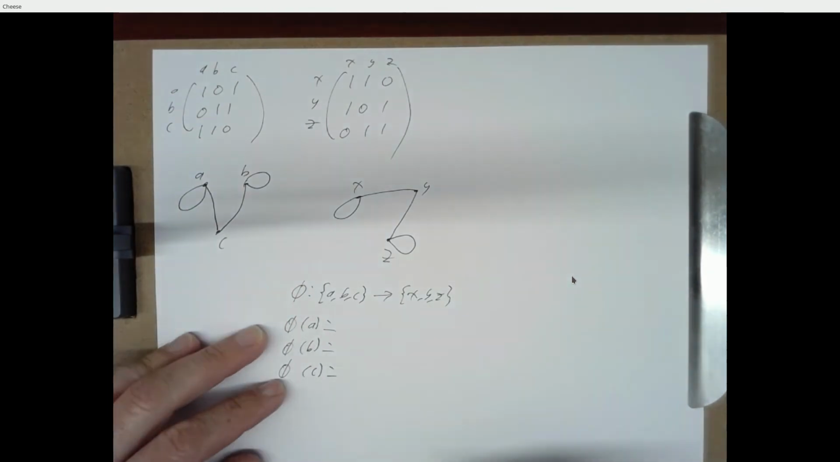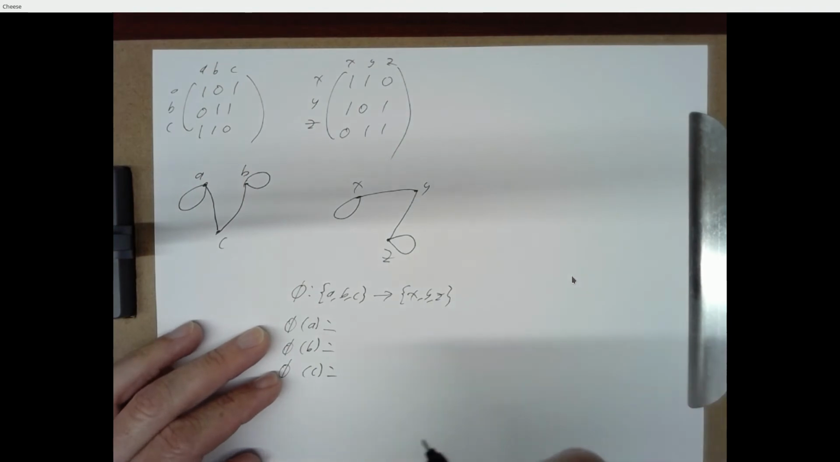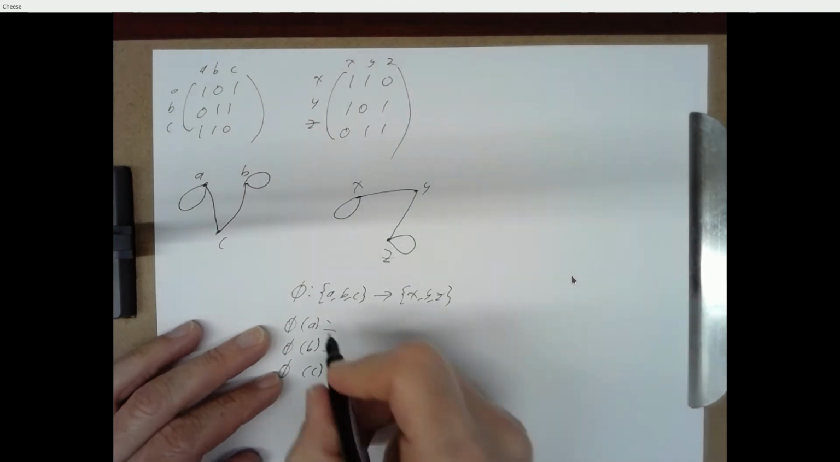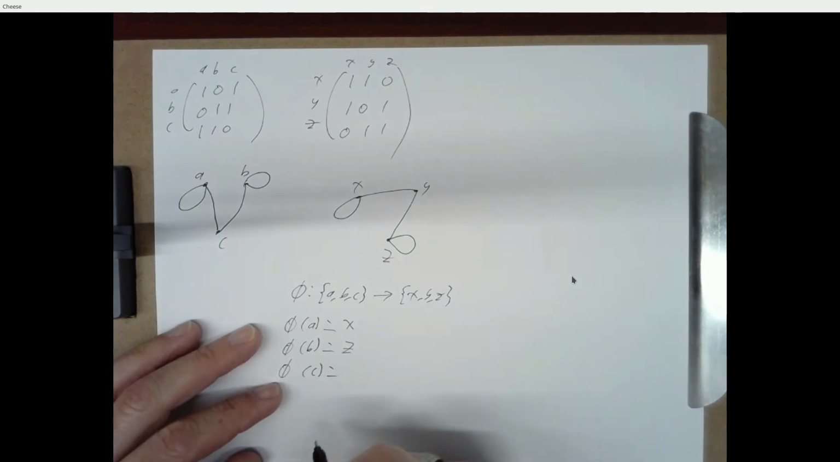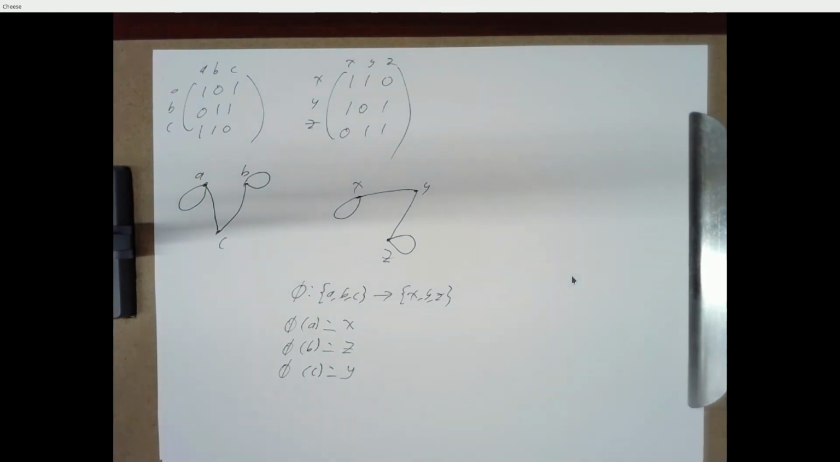All right, so where do you want to take A? X and B, Z and C, Y, right? And that's a perfectly good mapping. We always use Greek letters for isomorphisms, I don't know why. So there's a phi mapping from those vertices to those vertices. Could we have used the arrows? Yeah, you could use arrows too.